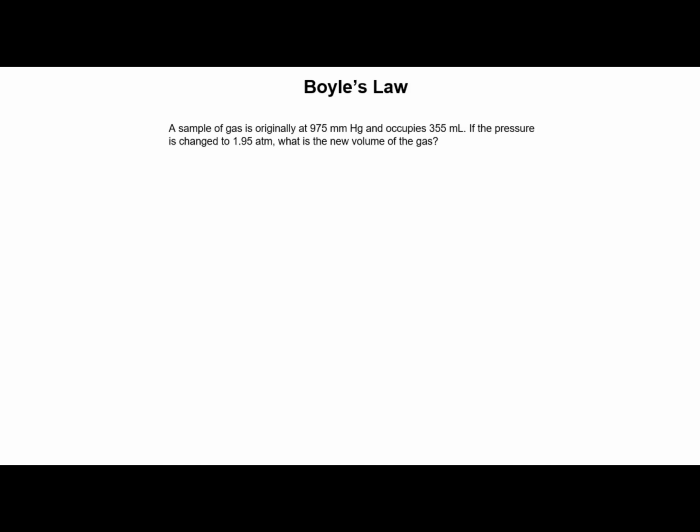Let's work a problem. A sample of gas is originally at 975 millimeters of mercury and occupies 355 milliliters. If the pressure is changed to 1.95 atmospheres, what is the new volume of the gas? I'm going to make a list of everything that we know. We know the original pressure. We know the original volume. Now we have changed the pressure to 1.95 atmospheres and we're asked what the new volume is.